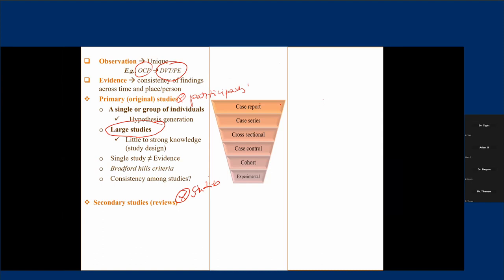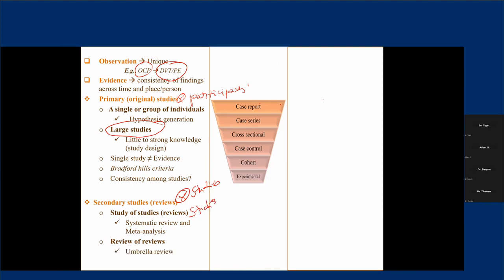So there are two types of reviews. The first one is study of studies, or what we call review simply, and these are systematic review and meta-analysis. And the second is review of reviews. In the study of studies, or reviews, what we do is we collect other studies, primary studies, and we study them together, and we try to see the presence of consistency across these studies.